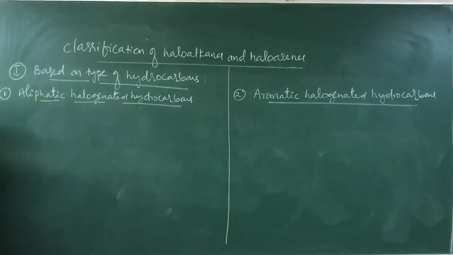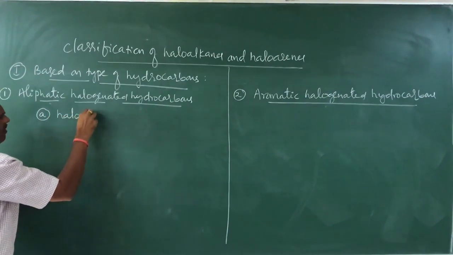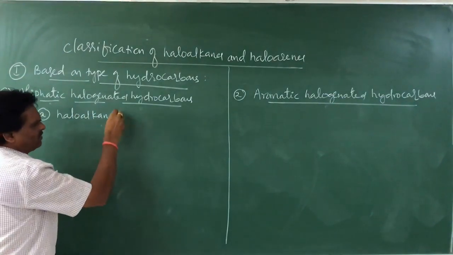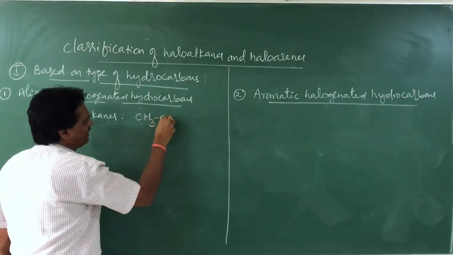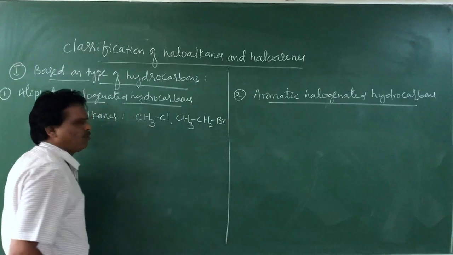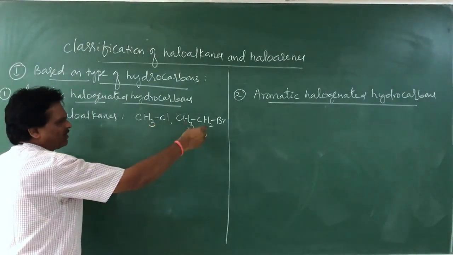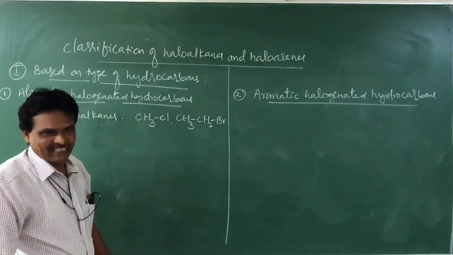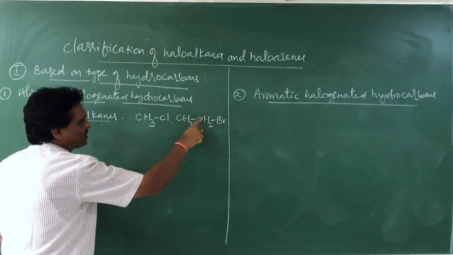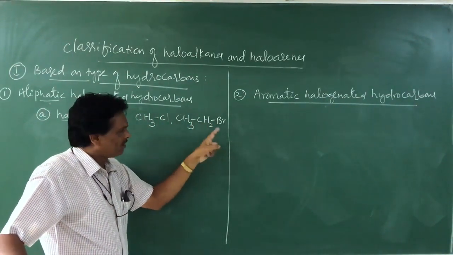In case of aliphatic halogenated hydrocarbons, first one, haloalkanes. The example for this compound is CH3Cl, chloromethane, CH3CH2Br, bromoethane or ethyl bromide, with IUPAC names and common names. So chloropropane, chloropentane, chlorohexane, like this, are haloalkanes. Haloalkanes are the halogen derivatives of alkanes obtained by the replacement of hydrogen atom of hydrocarbons by halogen atoms.